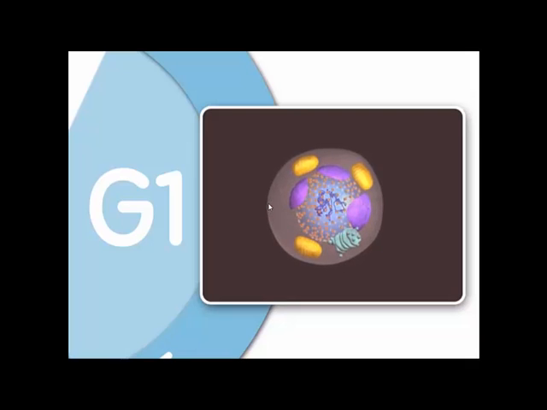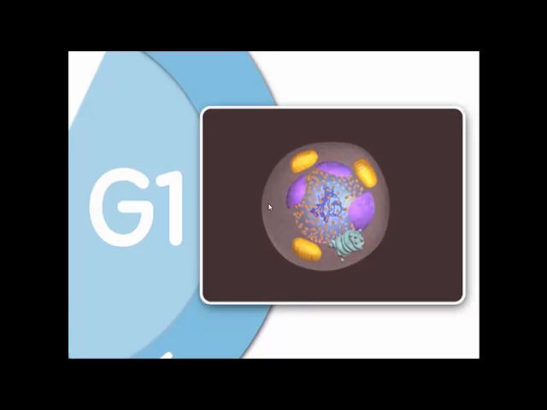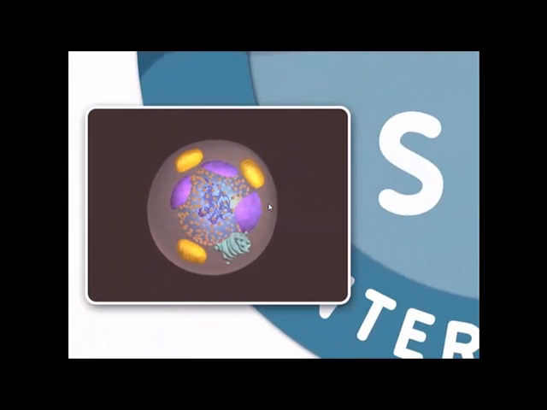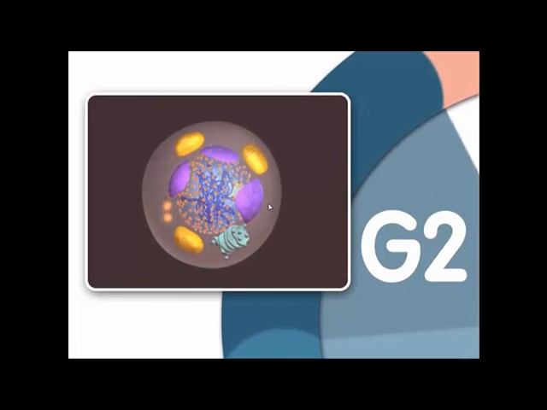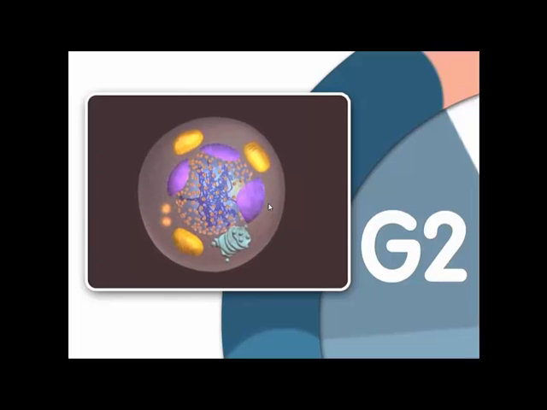In G1, the cell grows to nearly its full size and performs many of its specific biochemical functions that aid the organism. Next is the S, or synthesis phase. This is an important stage because it is during the S phase that DNA in the nucleus is replicated. The cell next enters another growth stage called G2, or GAP2. It is during G2 that the cell finishes growing.